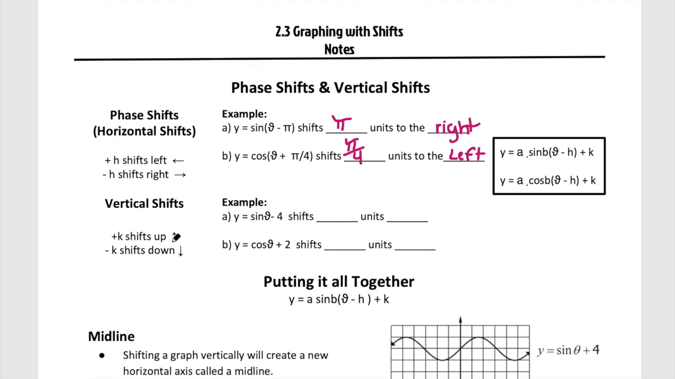For vertical shifts, that happens when we add or subtract a value at the end. If you add a value, it will shift it up. If you subtract a value, it shifts it down. So k, the value you're adding or subtracting, is typically written at the end, but you could rearrange this equation if you wanted. So y equals sine of theta minus 4 shifts 4 units down. Y equals cosine of theta plus 2 shifts 2 units up.